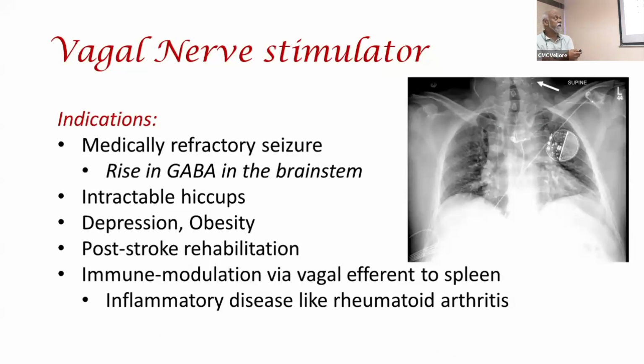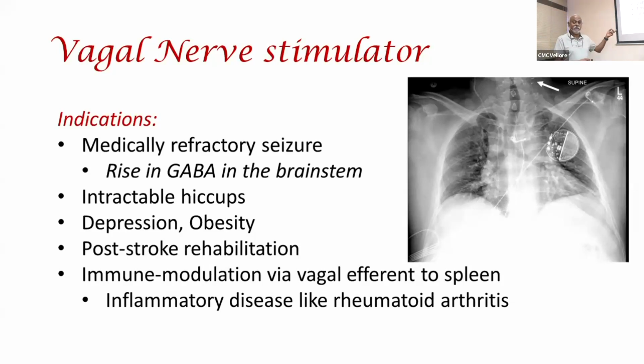It was started again for medically refractory seizures, and it basically increases the GABA in the brainstem. But the indications have increased to intractable hiccups, obesity, and depression. And this is something very recent. We did a case for this, which I was not aware of. They've used it for post-stroke rehabilitation. Apparently, it helps muscle activity, which I had not heard before, but there it is.